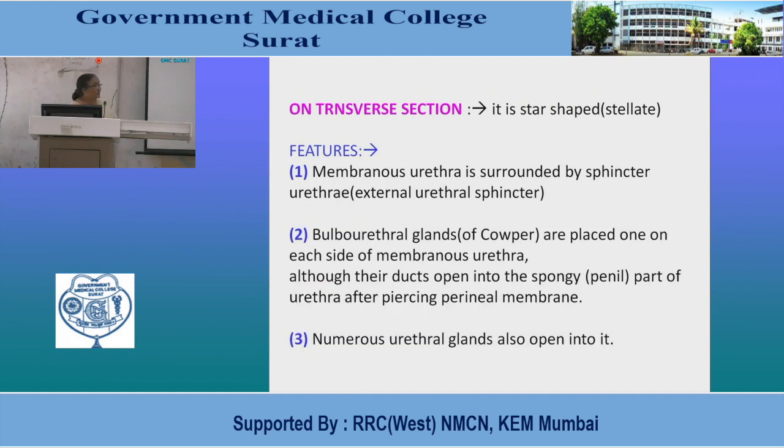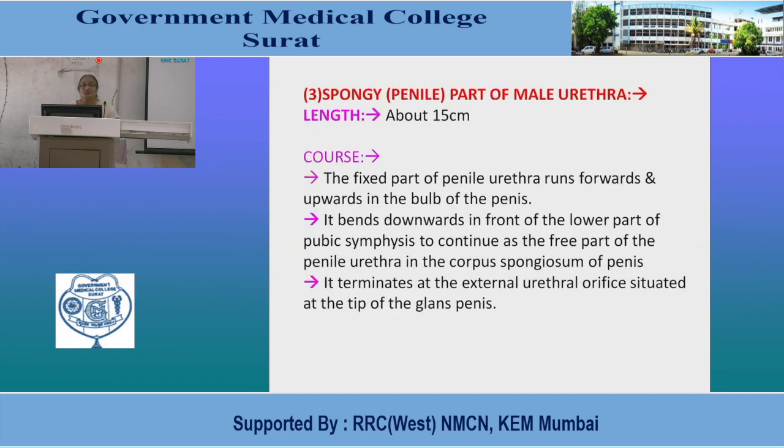Now what are the features visualized in the membranous part of the male urethra? Number 1, the membranous urethra is surrounded by the sphincter urethrae, that is the external urethral sphincter. The bulbourethral glands of Cowper are placed one on each side of the membranous urethra, although their ducts open into the penile part of the urethra after piercing the perineal membrane. The numerous urethral glands also open in it.